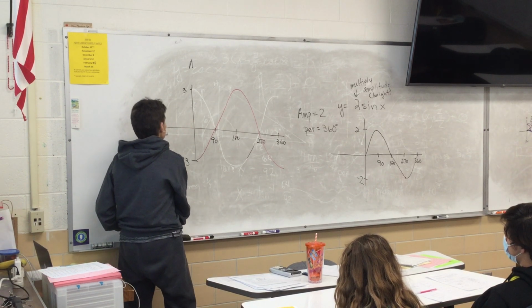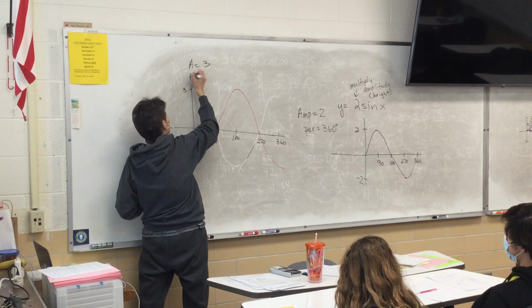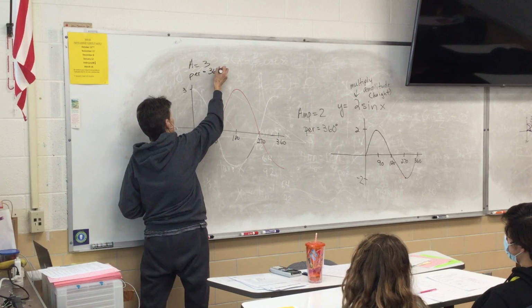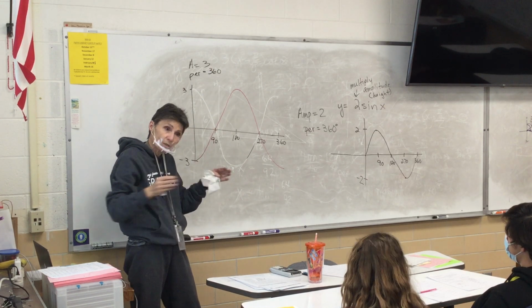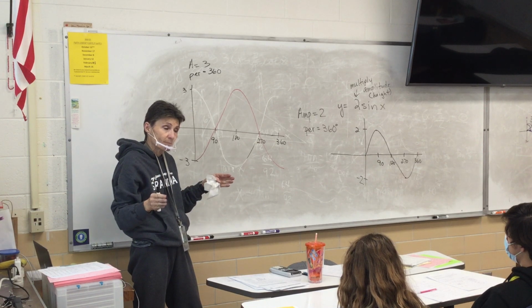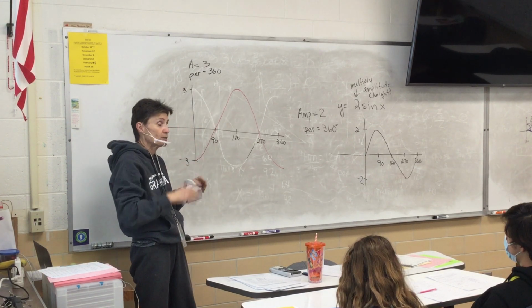So that amplitude is 3, and the period is still 360. We have not changed the horizontal. Numbers out in front of the equation only change the vertical.